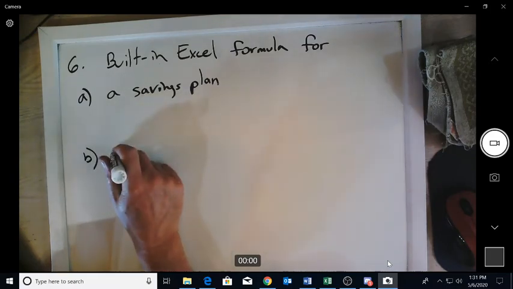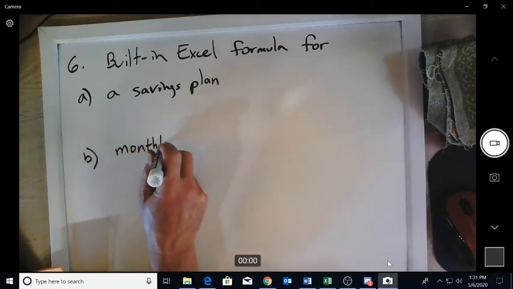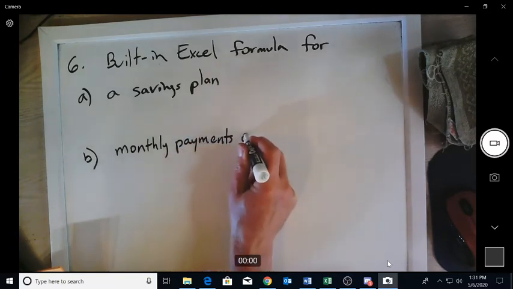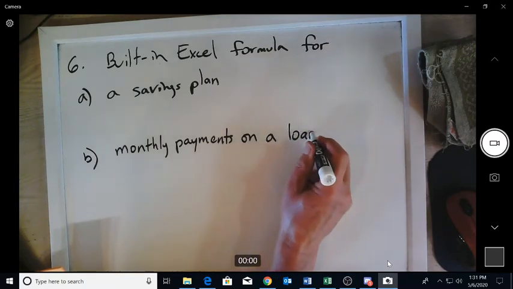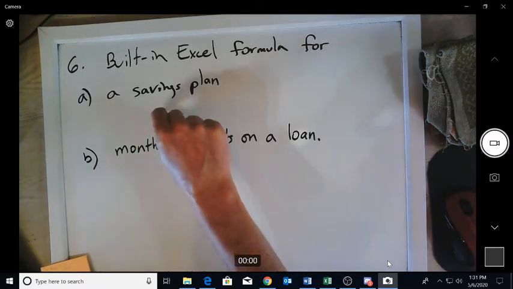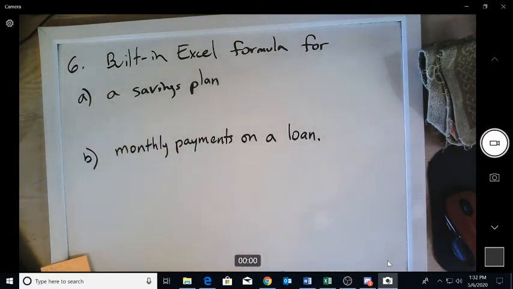And the same for monthly payments on a loan. Suppose you got a house or a car, and borrowed $17,000 for this car for 5 years, 5% interest. What's my monthly payment? Well, what are the built-in Excel formulas you're going to use for each of these? I'll give you a minute.